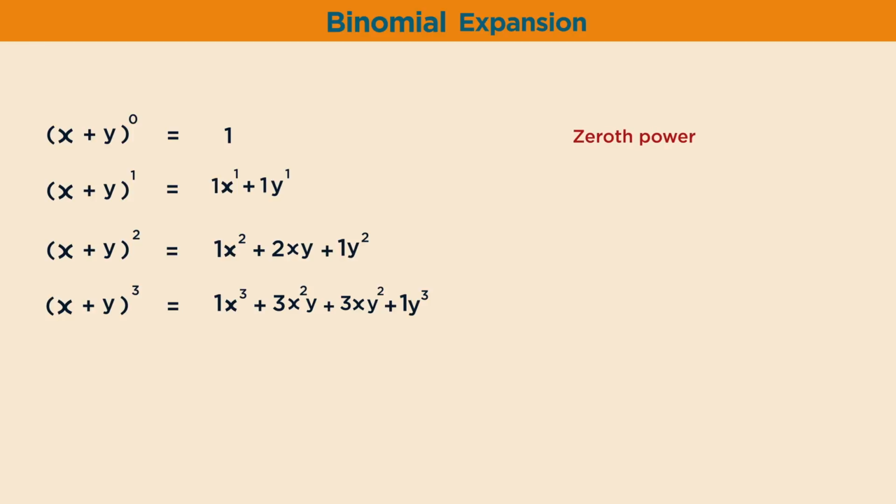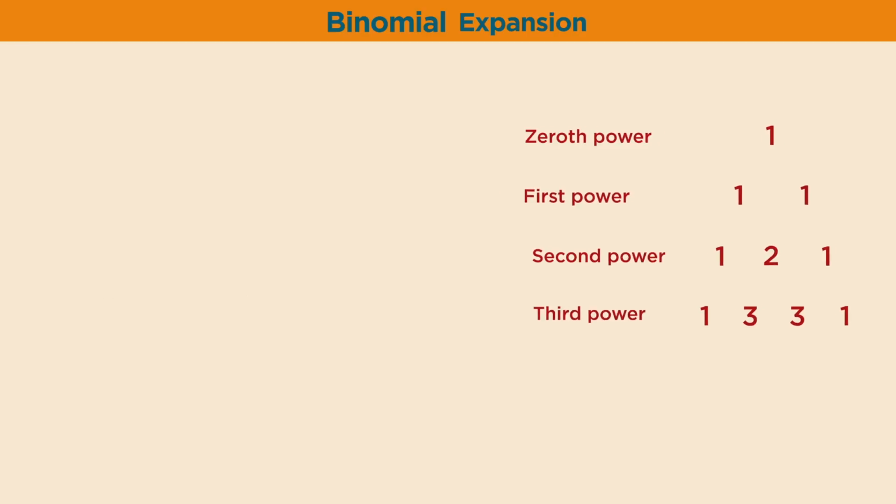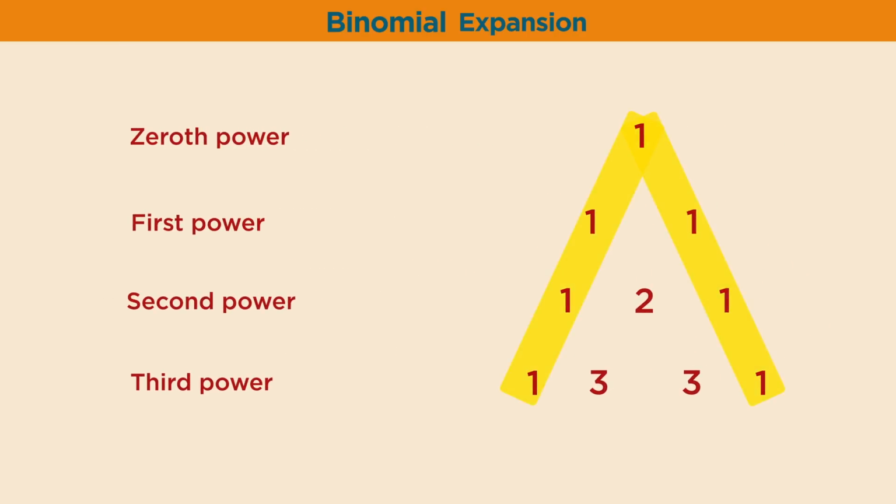For the 0th power, the coefficient is just 1. For the first power, the coefficients are 1 and 1. For the second power, the coefficients are 1, 2, 1. And for the third power, the coefficients are 1, 3, 3, 1. Now let's find out how these coefficients are generated. Firstly, the edges are all 1s. Secondly, each row starts with a 1 and ends with a 1. You see that, right? Now, how about these intermediate coefficients?